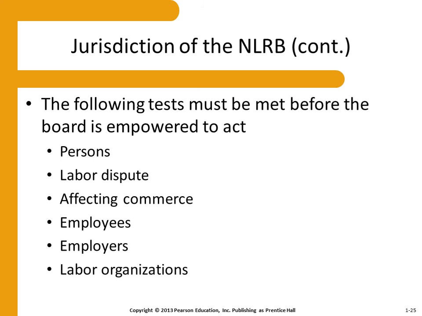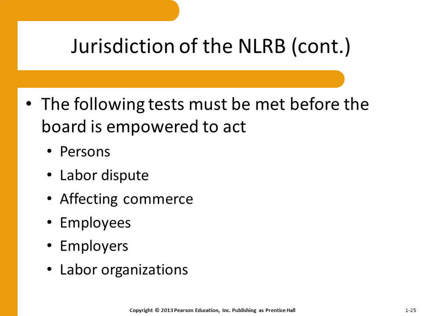And so for the government to get involved, the following tests must be met before the board is empowered to act. When we talk about persons, the definition of a person under the National Labor Relations Act is all-inclusive and involves one or more individuals, labor organizations, partnerships, associations, corporations, legal representatives, trustees, trustees in bankruptcy, or receivers. We talk about a labor dispute. A labor dispute must exist for the board to exercise jurisdiction. The Act defines a labor dispute as any controversy concerning terms, tenure, or conditions of employment.